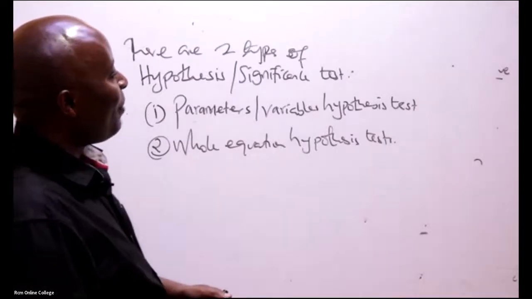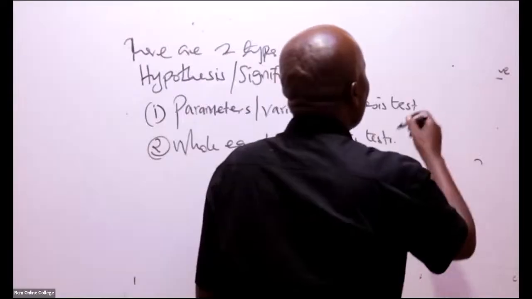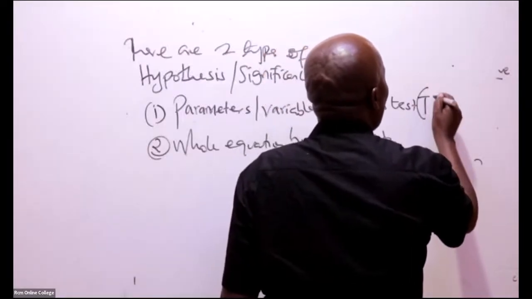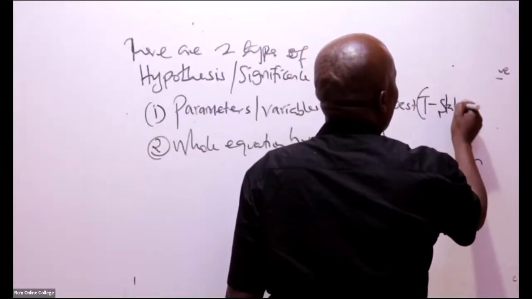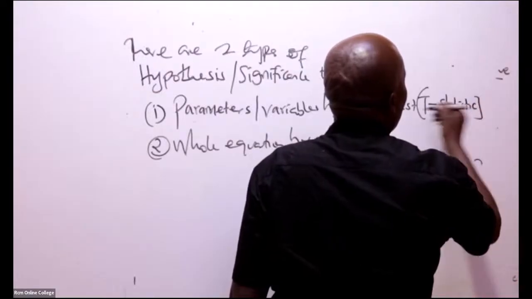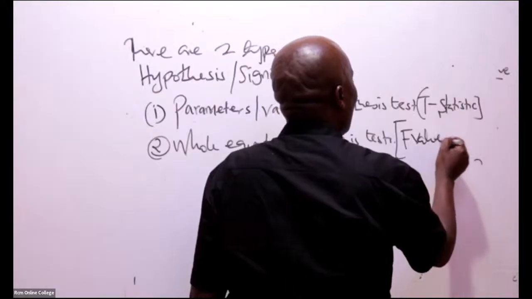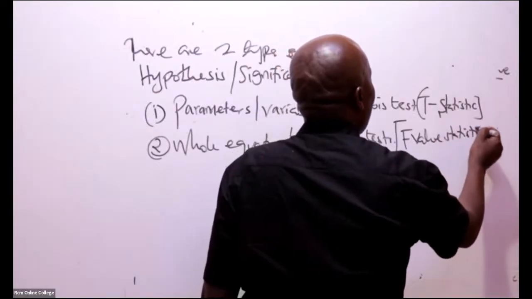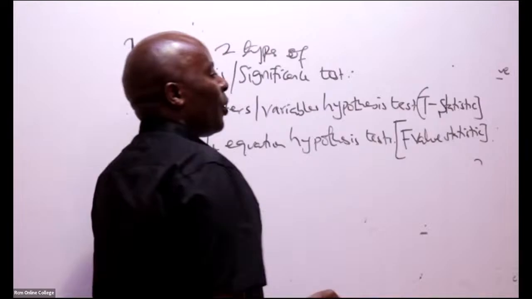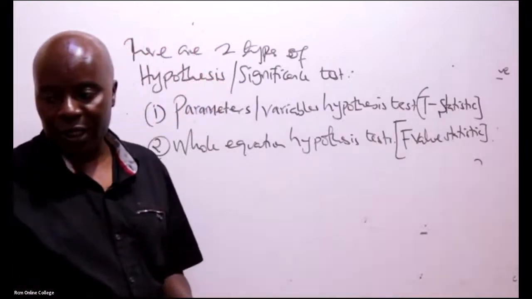Now for the parameters, or variables, hypothesis test, we shall always use what we call the T statistic. And for the whole equation, we shall always use what we call the F-value statistic.